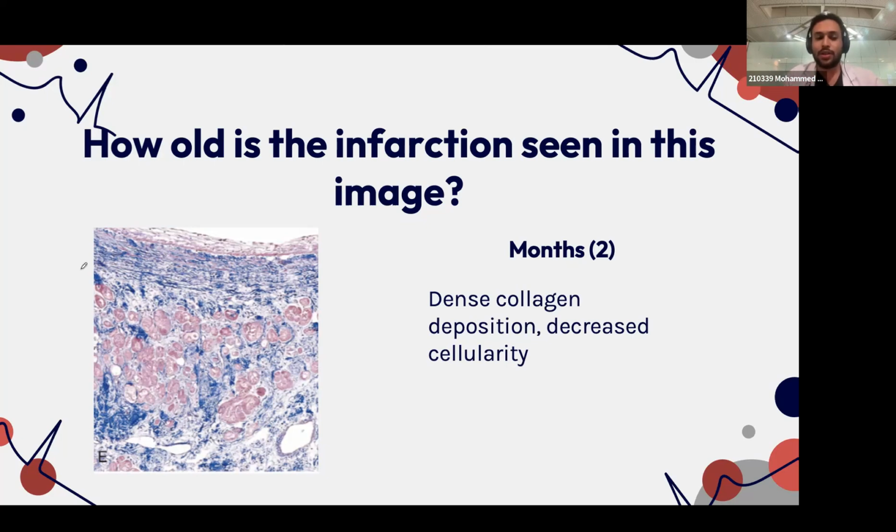Is this all clear for the changes in the histology for MIs? There's nothing else to it. You need to remember these images specifically for your OSPE. Now, can someone tell me what's the most common complication from an MI that leads to death, like instant? It can happen immediately after MI.